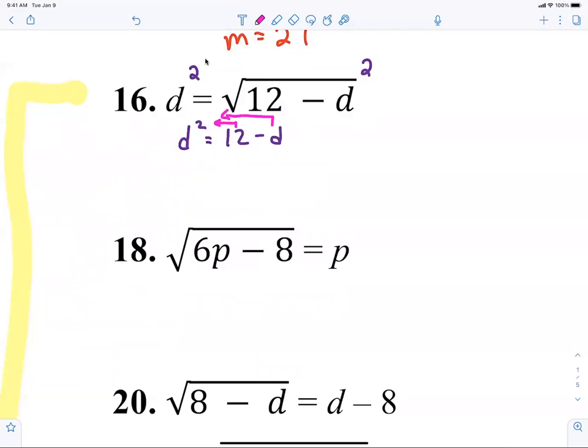So that becomes d squared. What happens to minus d? Plus d. What happens to positive 12? Minus 12 equals 0. Please, everybody, look at that and see if you're understanding. Now we just do what to both sides? Not do what to both sides, I'm sorry. We factor.